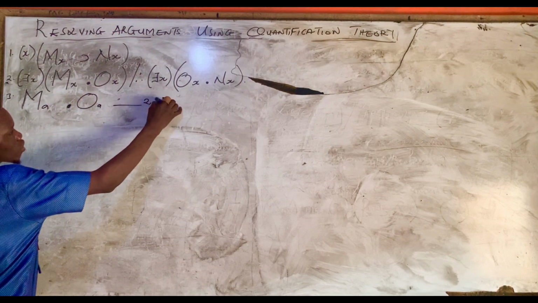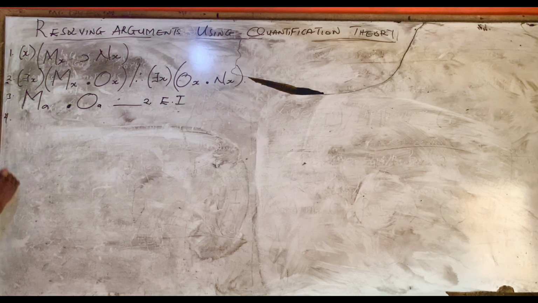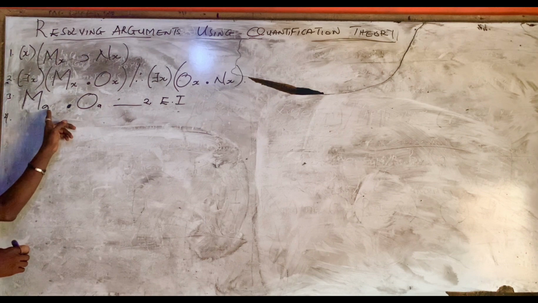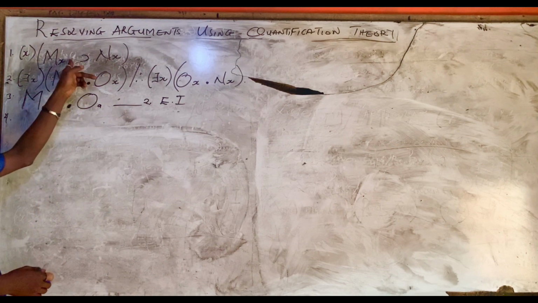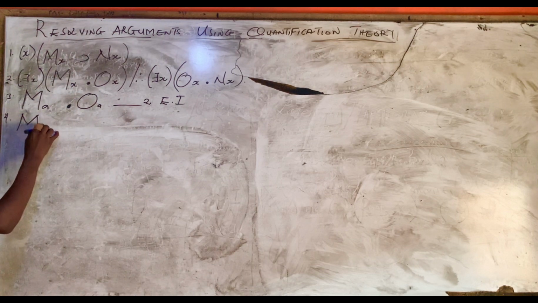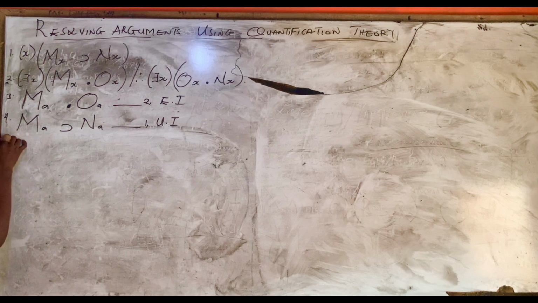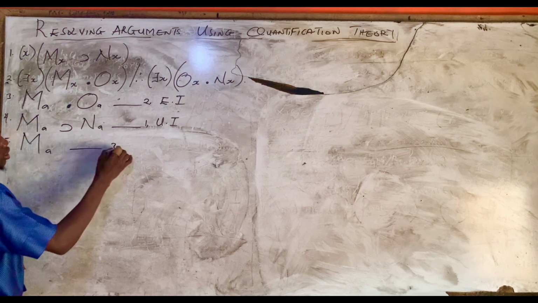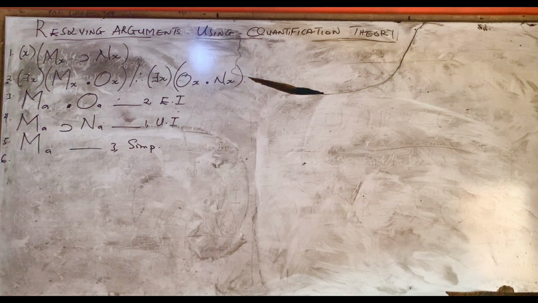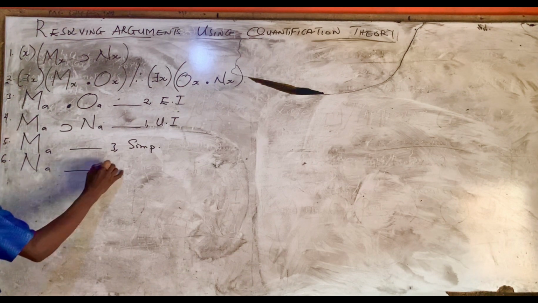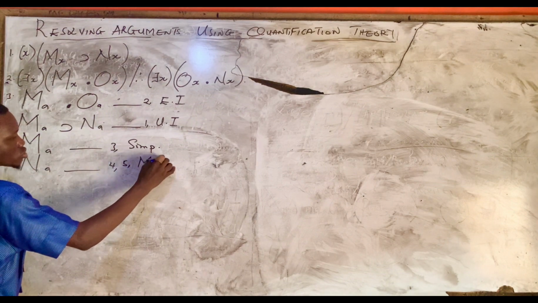That is line 2, existential instantiation. And line 4, since we've gotten the unknown, which is a, we just use it to replace our universal. That will now be Ma implies Na. That is line 1, universal instantiation. So now line 5, we make use of rules of inference and replacement. You can now see Ma, that is line 3, simplification. Number 6, Ma implies Na, Ma, therefore Na, that is 4 and 5 modus ponens.